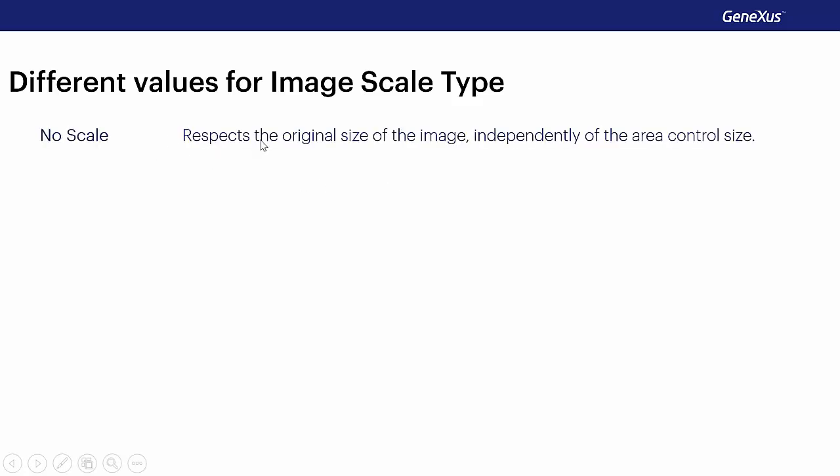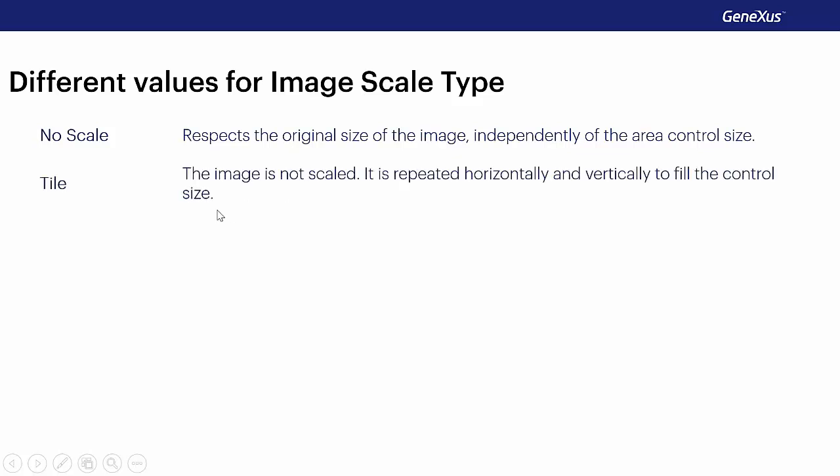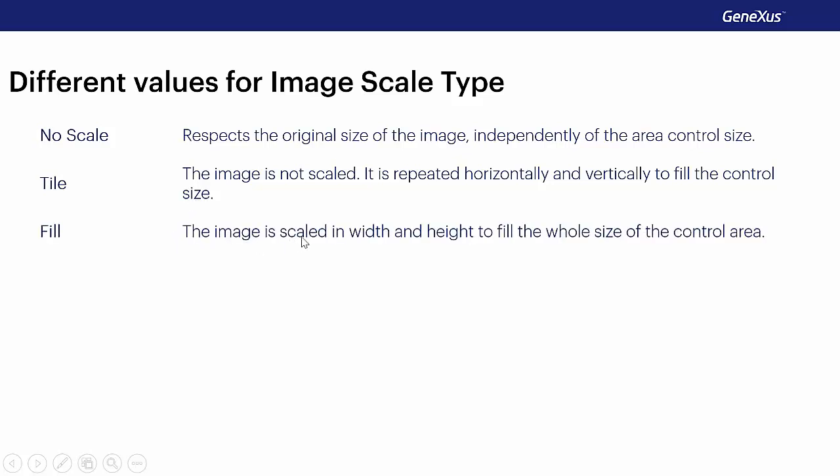We're going to see some properties of the images, more specifically, the different values that we have for image scaling. They're as follows. No scale. The original size of the image will be kept regardless of the size of the area where the control is located. Tile. In this case, the images are not scaled and will be repeated to fill the control area. Fill. The image width and height will be scaled to occupy the area where the control is located.